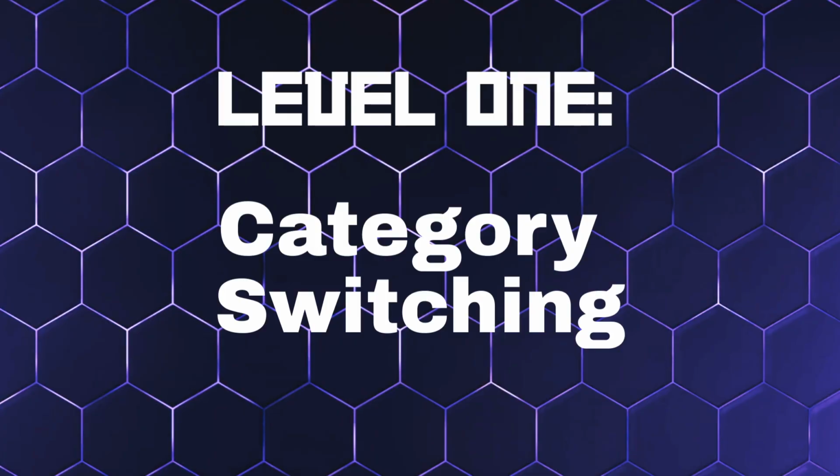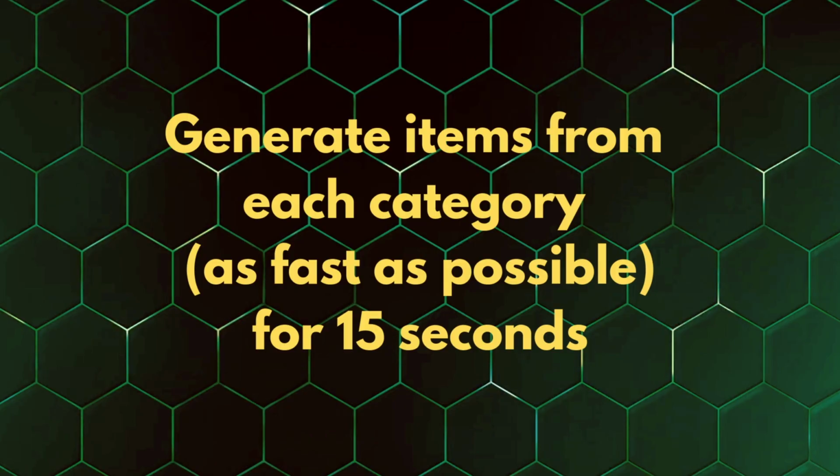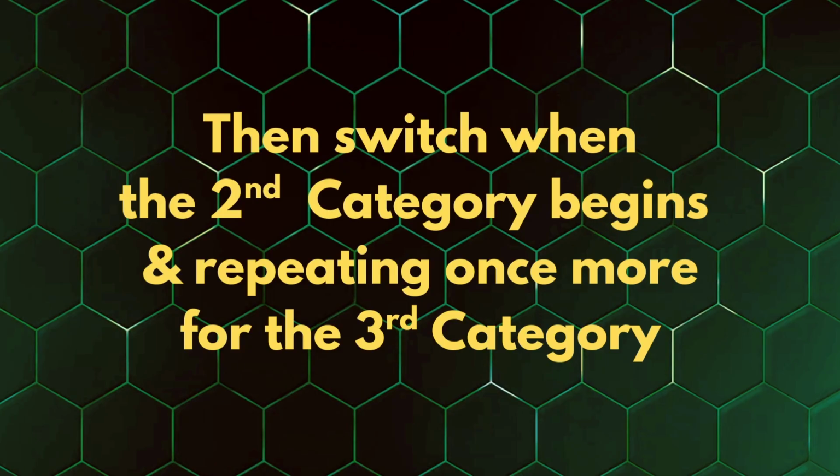The first exercise is rapid category jumping. I'm going to give you a category, then you generate items as fast as possible for 15 seconds, saying them aloud, then instantly switch to the next category of items I call out. Ready? Fruits.